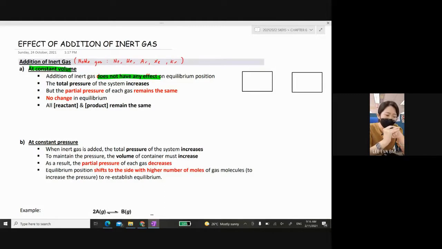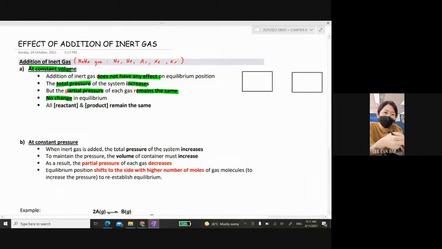Okay, so at this point, if you add some of this noble gas into the container at constant volume, meaning you didn't change the volume. If the volume of the container is too little, then it will stay fixed at too little. So it doesn't have any effect on equilibrium position. Let's look at the explanation. The total pressure of the system increases. So if you fix the volume, the pressure of the system will increase. But the partial pressure of each gas remains the same. So the partial pressure of the reactants originally inside the container and the partial pressure of our inert gas remain unchanged. Since the partial pressure is the same, there is no effect on your equilibrium position.